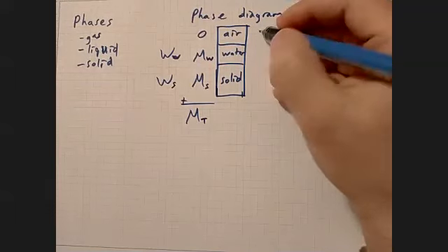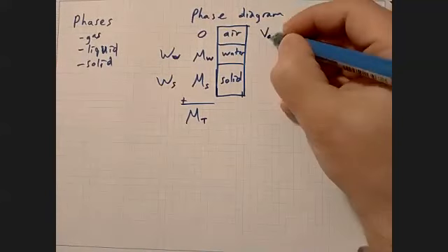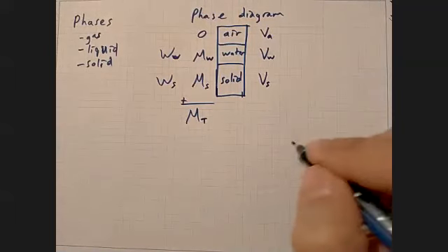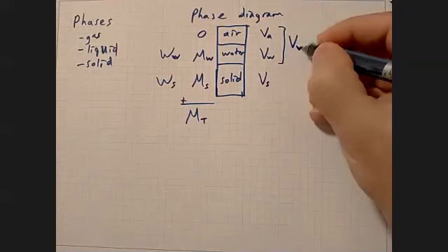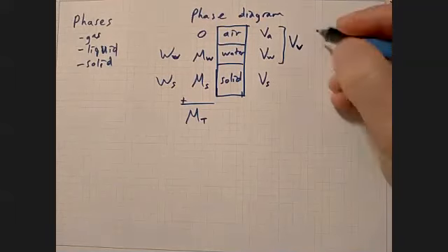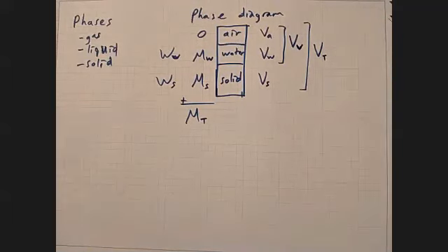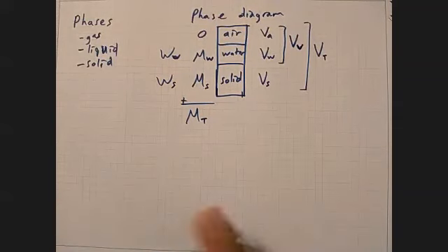And you can also write things in terms of volumes. So you can have volume of air, volume of water, volume of solids. And these two make volume of voids. And these three make volume total. So I just put the convention we learned on the previous page into use here.